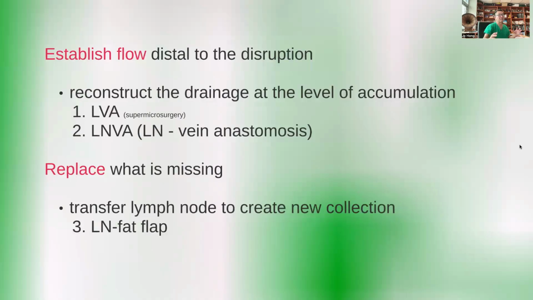Now, the other modality, lymph node to vein anastomosis, follows basically the same principle. And then, of course, there's the lymph node flap, where we harvest lymph nodes from other regions of our body and replace what is missing. These are the two other physiologic surgeries that are available for lymphedema patients. However, because of time, we're not going into the specifics.